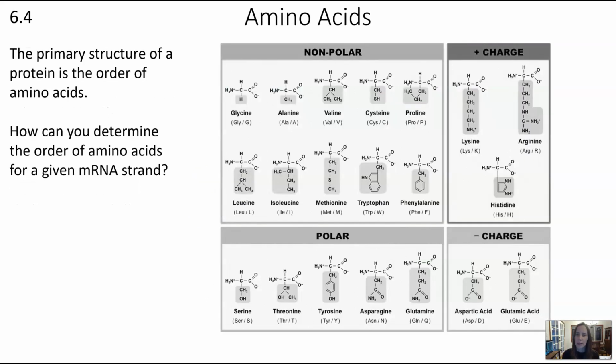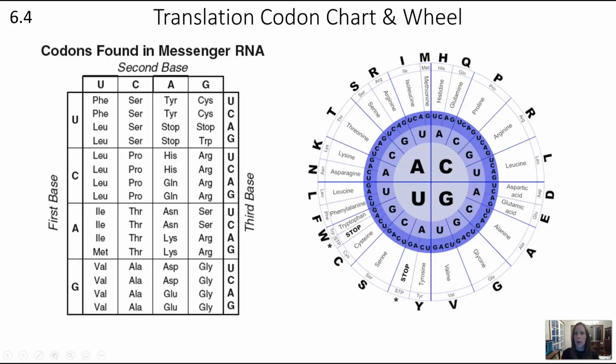Since a polypeptide chain is made of a sequence of amino acids, the amino acids need to be in a particular order. So how do we know what order that is going to be? How can you determine the order of amino acids for a given mRNA strand? The way to do this is to keep in mind the idea that each codon on the mRNA corresponds to a particular anticodon, and that anticodon matches up with a particular amino acid. The way we do this is to use one of these tools.